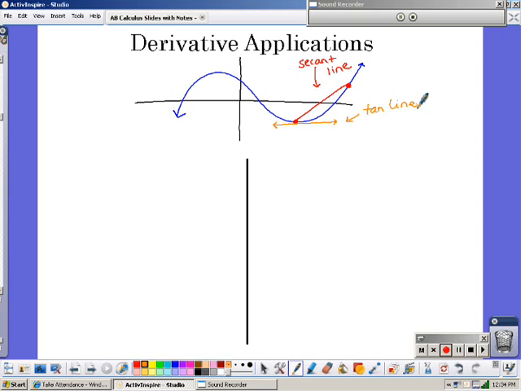Now it turns out that in our course, we're interested in the slopes of both the secant line and the tangent line. So that's what we're going to look at today. So let's make a list over here. We've got the slope of the secant line. And then the other thing that we're interested in is the slope of the tangent line.